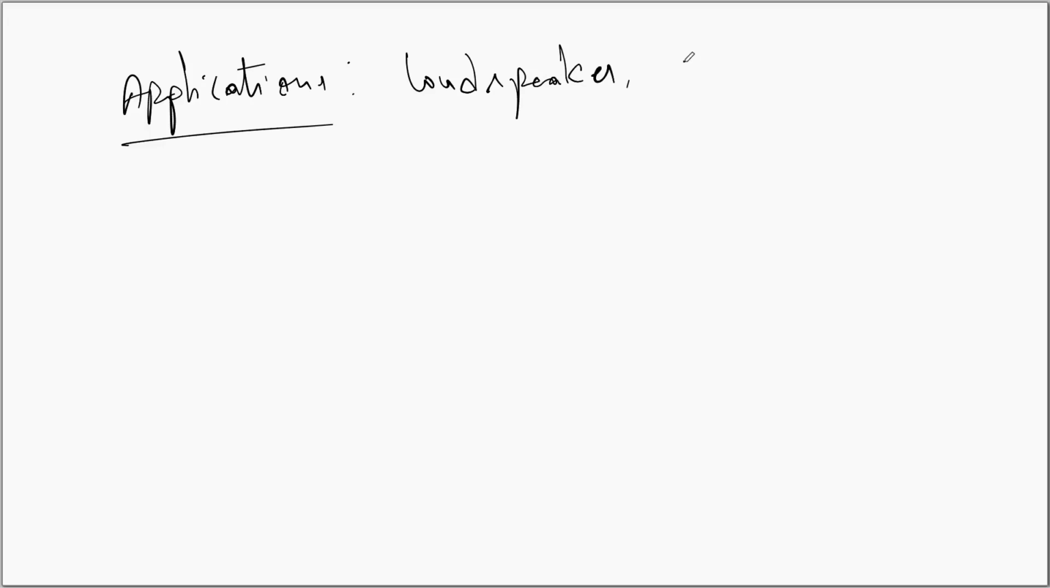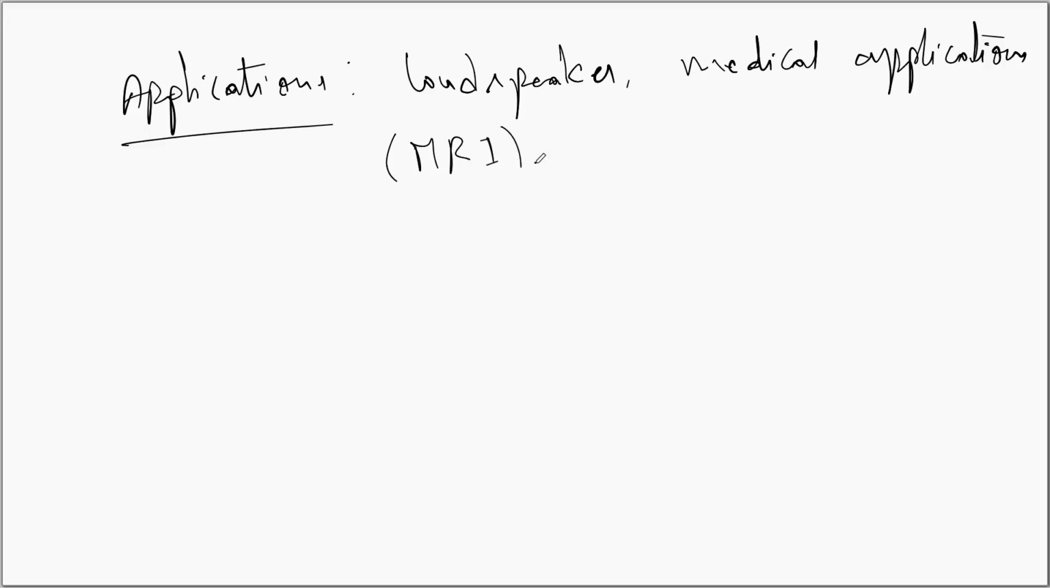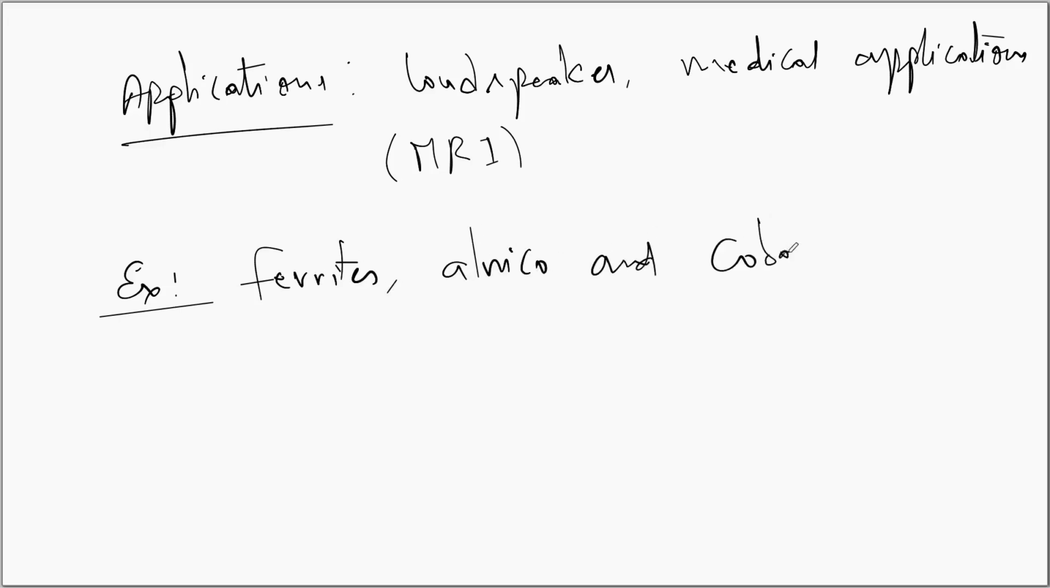The applications of hard magnetic materials are: they are used in loudspeakers, and medical applications such as MRI, where permanent magnets are used. Examples for hard magnetic materials are ferrites, alnico, and cobalt, platinum, etc.